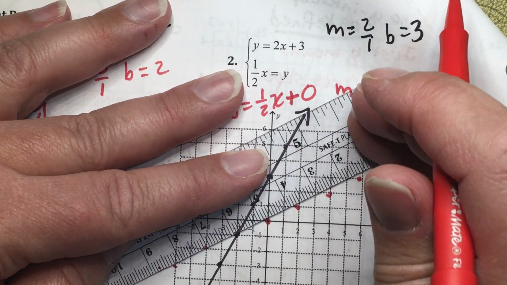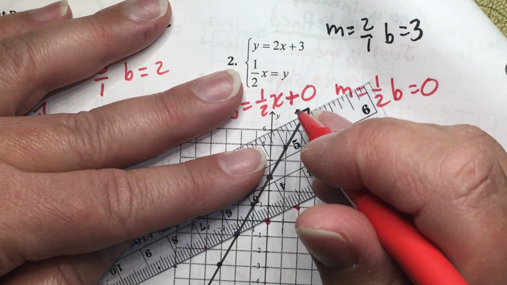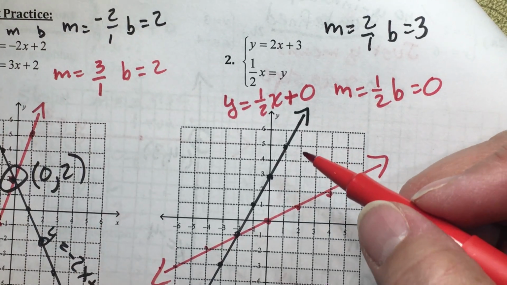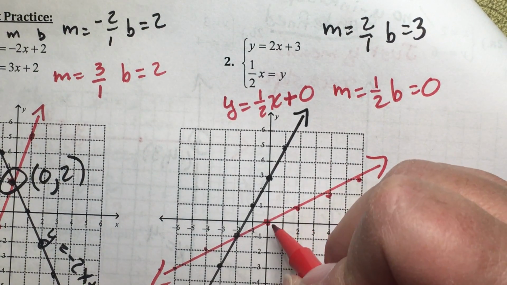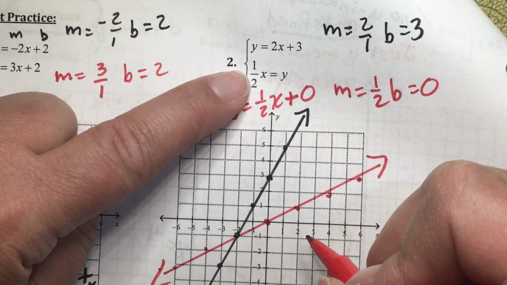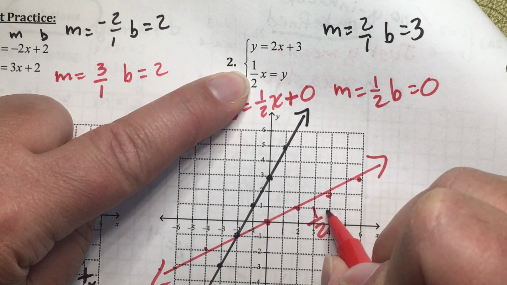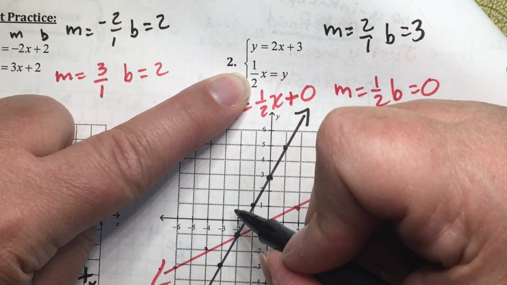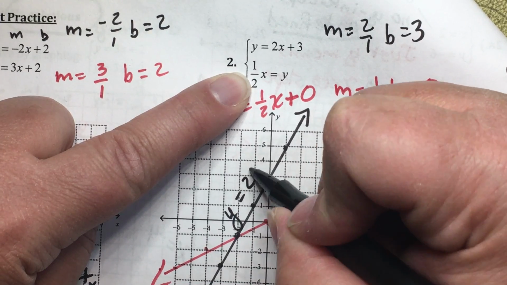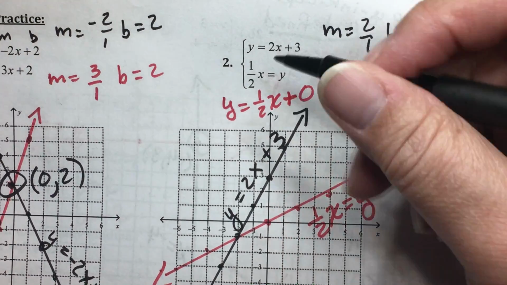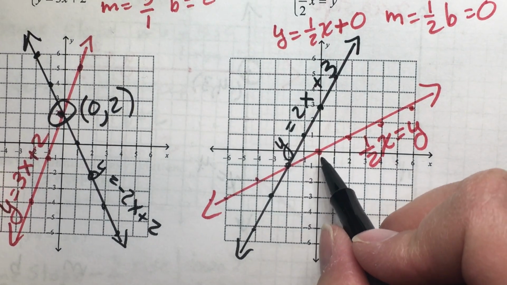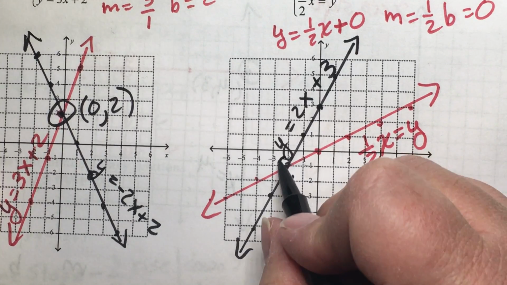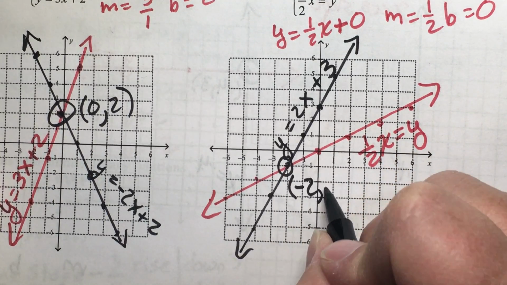Come on, go now, straight lines. Still not that straight, but yeah, I try my best. This is, remember, original equations. 1/2 x equals y. And this one, y equals 2x plus 3. And where they cross, -1, -2, and down 1. So my solution right here, -2, -1.